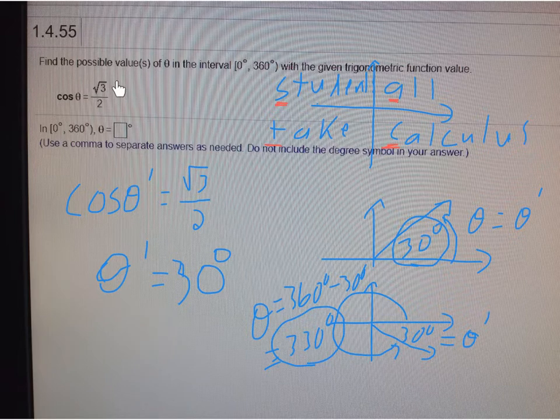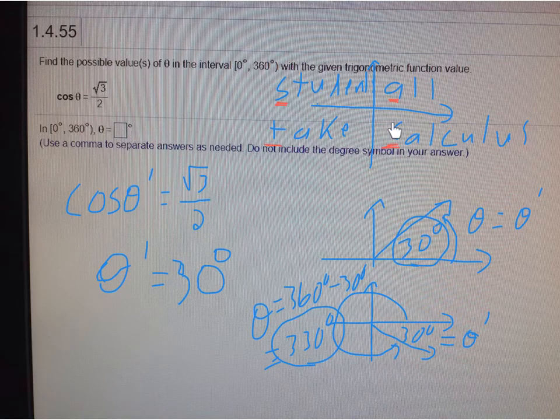So we're looking for where cosine is positive. They're all positive in the first quadrant, and the cosine and its reciprocal are positive in the fourth quadrant. So the answers we're looking for are in the first and the fourth quadrant. Well, the reference angle is 30 degrees. So first of all, I draw the reference angle of 30 degrees in quadrant 1, and in quadrant 1, the reference angle and the angle are equal. So one answer is 30 degrees.